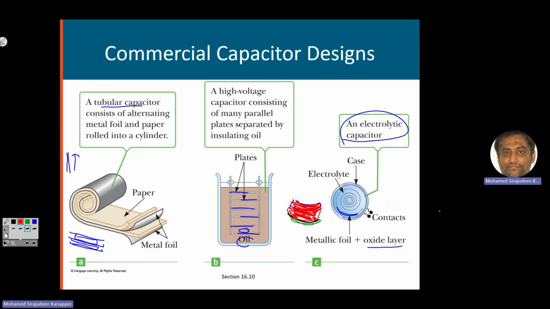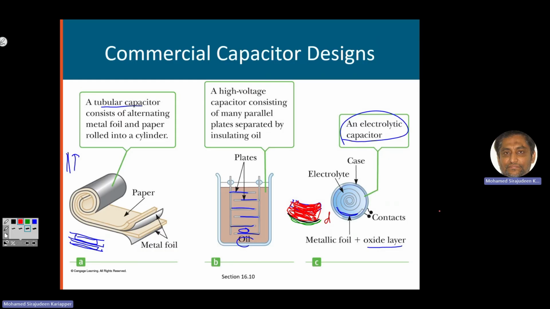It is not the dielectric. And the green one is the other plate. And on the green metallic foil, you have the oxide layer. The oxide layer is the gap between the two plates. So the oxide layer can be extremely thin. So that makes the gap D between the two plates very, very small.